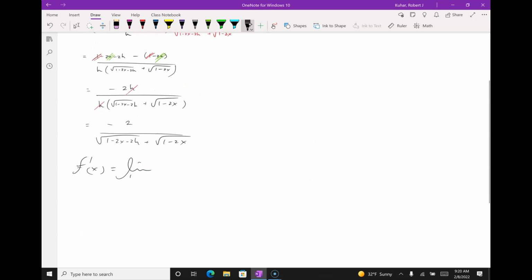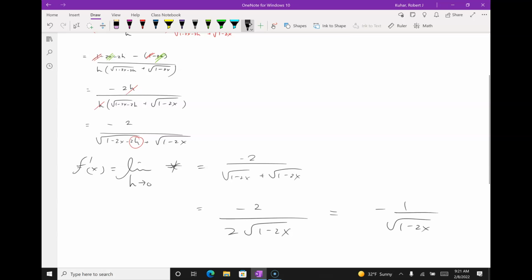f prime of x is the limit as h goes to 0 of star. Yes, I can do that. I'm allowing you to do that. This is my replacement function. I can see if I plug in 0, this goes away. So I get negative 2 over square root of 1 minus 2x plus another square root of 1 minus 2x, and that's 2 of them. And there it is: negative 1 over square root of 1 minus 2x. There's my derivative.